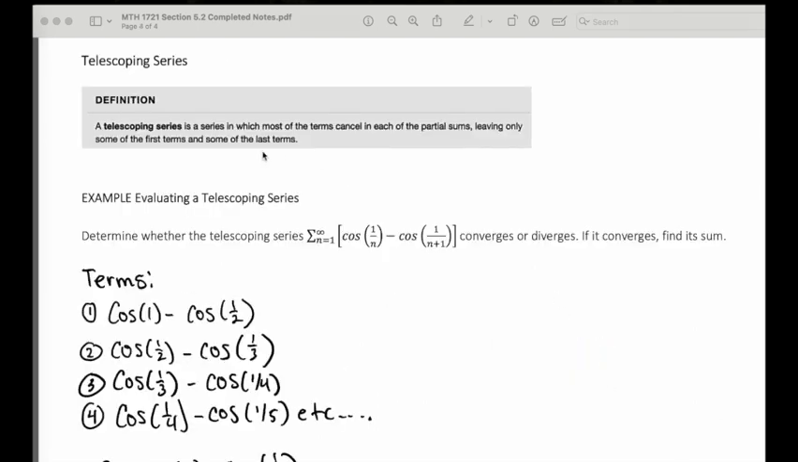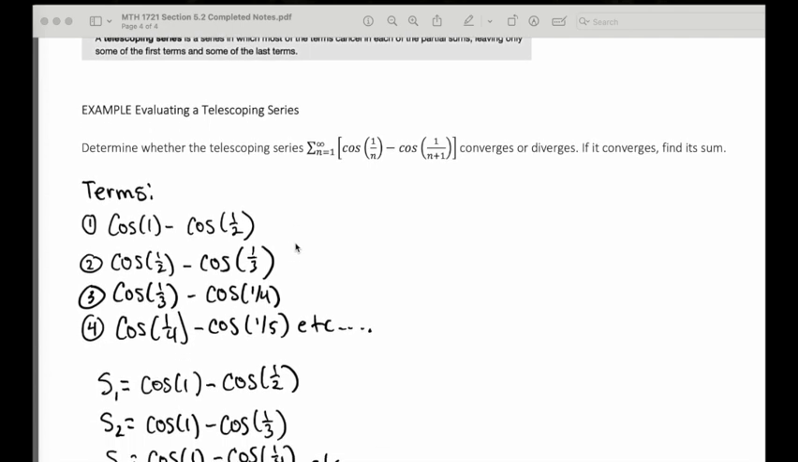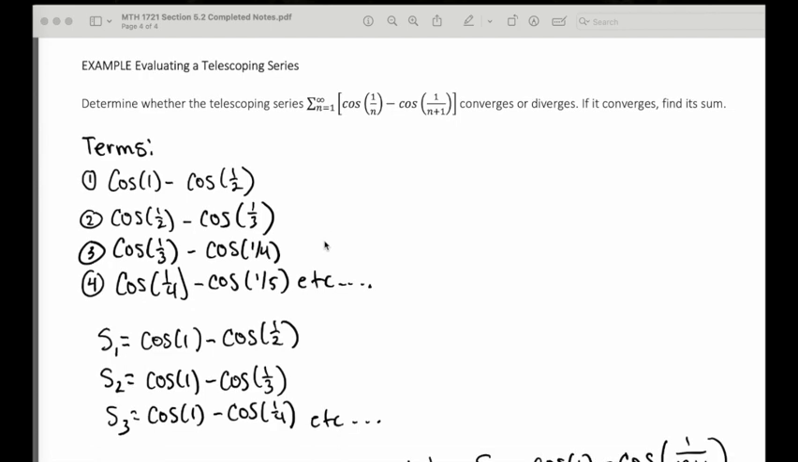Okay, the last topic we're going to talk about in this lesson is called telescoping series. That's when most of the terms are going to cancel when we're looking at the partial sums, leaving only a few terms that are left.